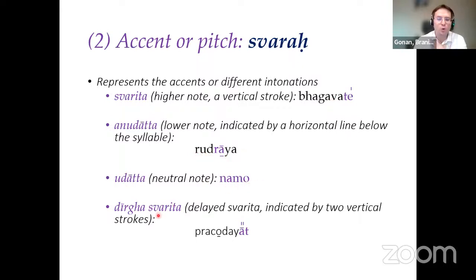And we have so-called delayed svarita. So svarita is up here. We said svarita is the higher note, but we also have delayed svarita or dirgha svarita, indicated by 2 vertical strokes, like this, right? So it is prachodayat. So the most common ending of Krishna Yajurveda mantras, right? So we have delayed svarita, so delayed upper tone. Prachodayat.